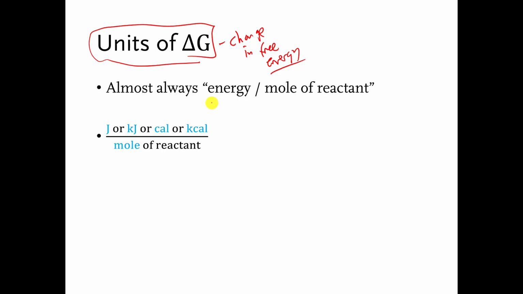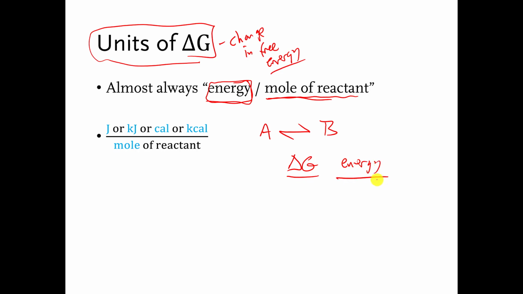The units of delta G are always some energy unit divided by moles of reactant, let's say. So if I have A turns into B, and I calculated the delta G for that reaction, it would be some energy unit. You could do it in a number of ways. You could say it's some energy unit per A molecule, but then you're going to get really tiny numbers.